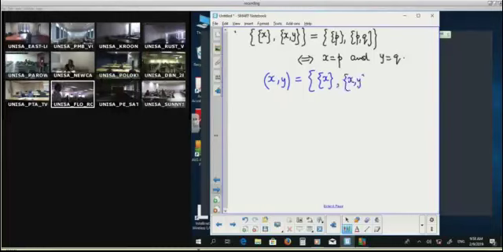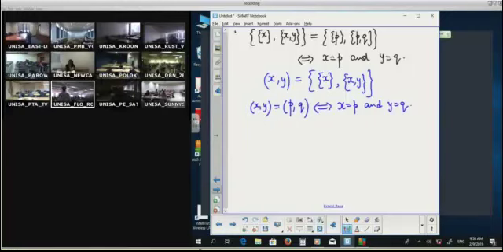Okay, and let's see what this statement therefore gives us. It tells us that the pair xy is equal to the pair pq if and only if x is equal to p and y is equal to q. So it is exactly what I was wanting of an ordered pair.